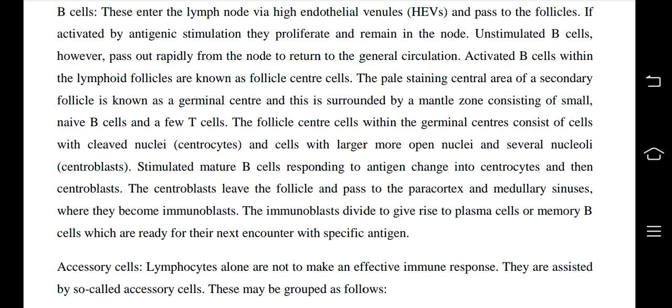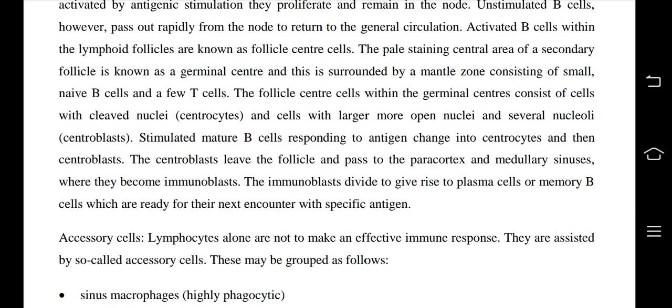The follicle center cells within the germinal centers consist of cells with cleaved nuclei, centrocytes, and cells with larger, more open nuclei and several nucleoli.